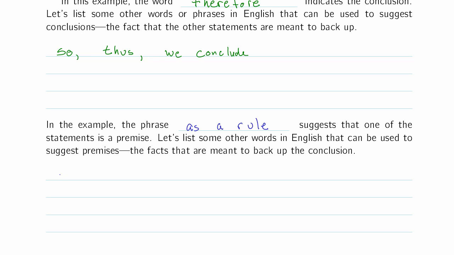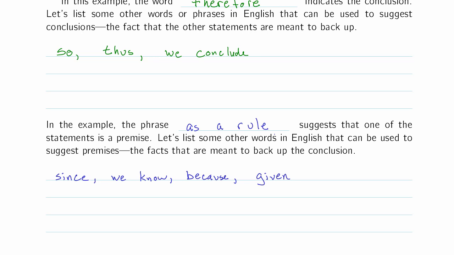Some other words that might suggest we're looking at a premise, we might say since, we might say we know, to indicate that we're talking about a known fact. We might say because. Whatever it's because of is probably a premise. If we're being very formal, we might say given. Given that such and such, we conclude conclusion.